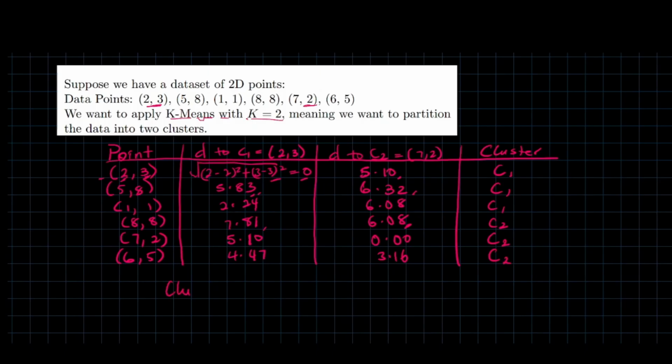Now our cluster 1 is equal to what values? At this point, (2, 3), (5, 8), and (1, 1). And our cluster 2 is what? (8, 8), (7, 2), and (6, 5).